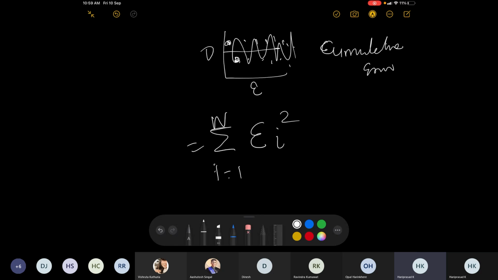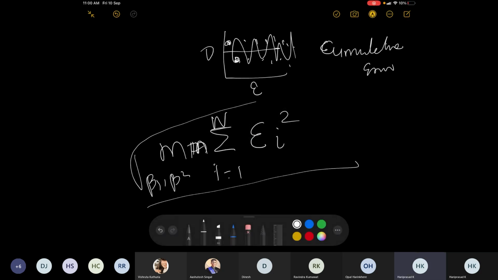And what are you interested in? You are interested to minimize this and to find beta 1 and beta 2. So I have just minimized the sum. We'll continue from this. So this is a simple regression problem.